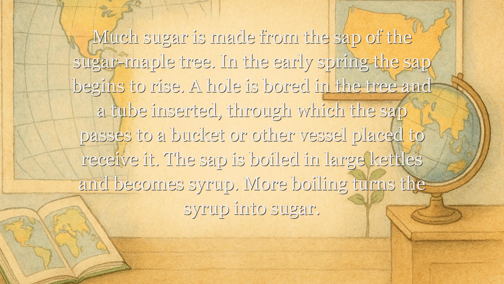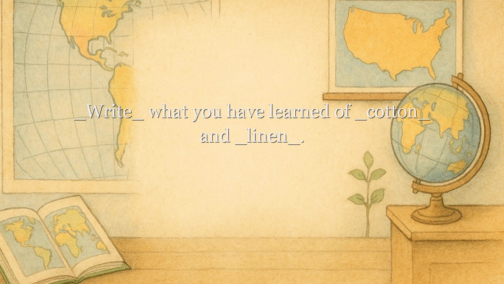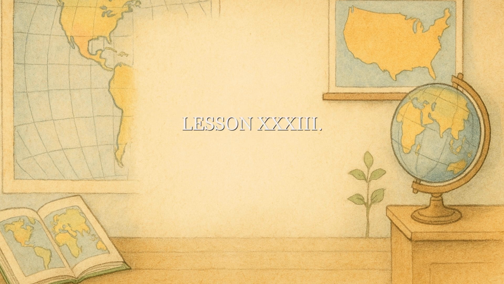Much sugar is made from the sap of the sugar maple tree. In the early spring, the sap begins to rise. A hole is bored in the tree and a tube inserted, through which the sap passes to a bucket or other vessel placed to receive it. The sap is boiled in large kettles and becomes syrup. More boiling turns the syrup into sugar. Write what you have learned of cotton and linen.